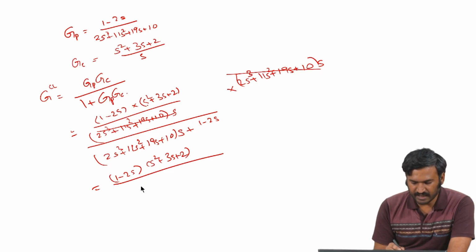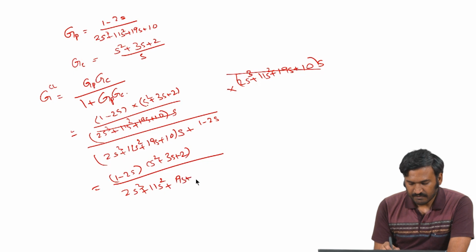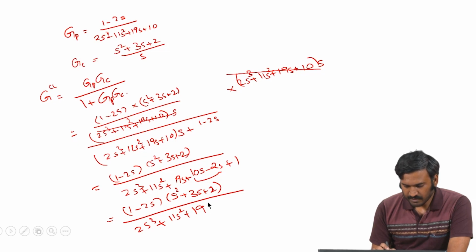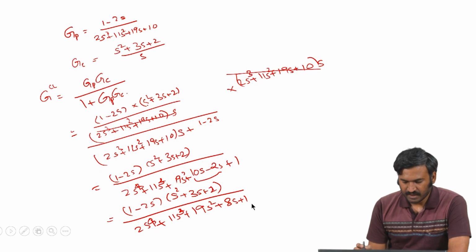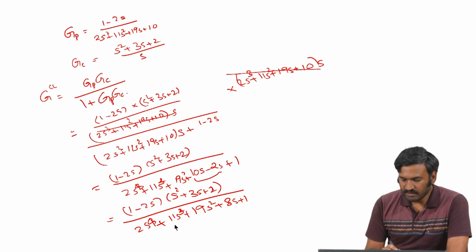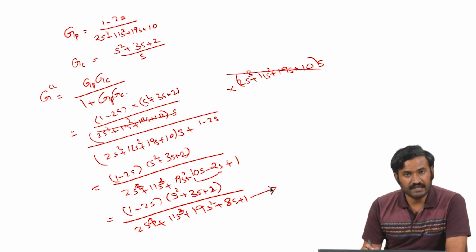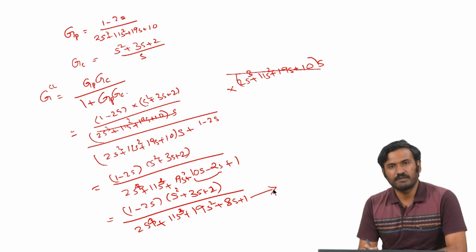so, let us just do the multiplication so that we can understand the importance of doing this. So, 2s cube plus 11s square plus 19s plus 10s minus 2s plus 1. Now, you can see we have 2s cube plus 11s square plus 8s plus 1. Now, we can perform Routh-Array test for the polynomial to check whether there are any RHP poles. As long as we do not have any RHP pole, this transfer function will be controllable.